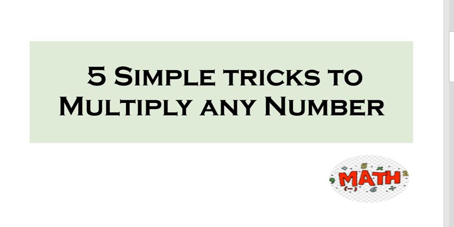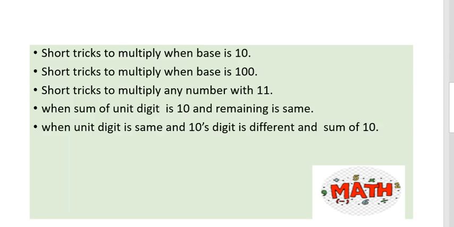So I am going to use some tricks to multiply a number. The first trick I am going to use is when the base is 10. We are going to take numbers that are nearest to ten, like 12, 13 and up to 20, and you can multiply them.